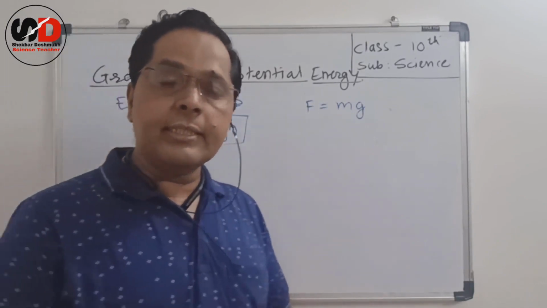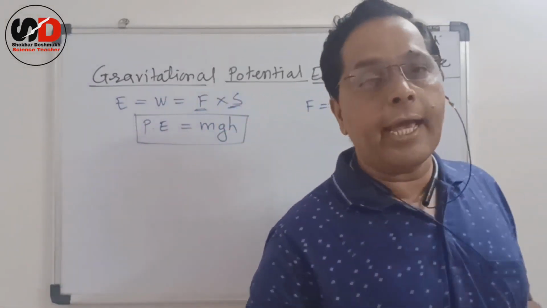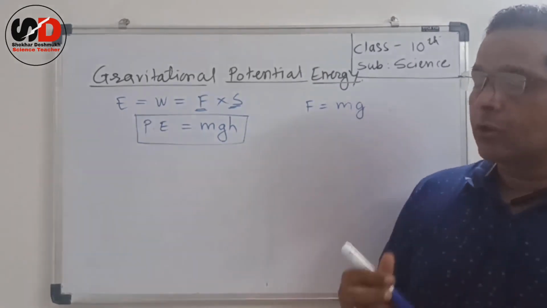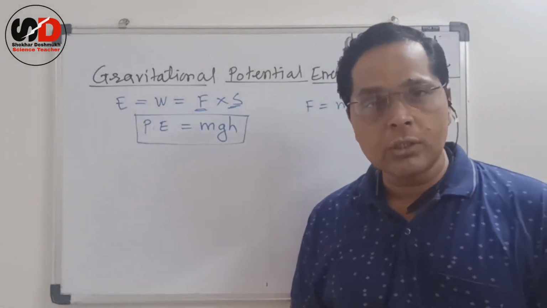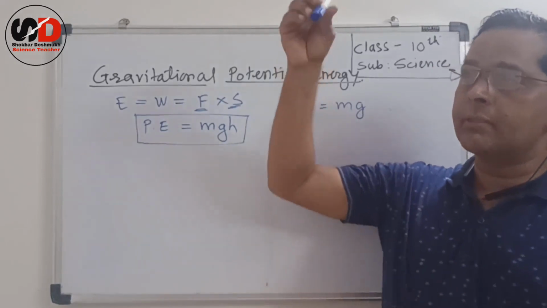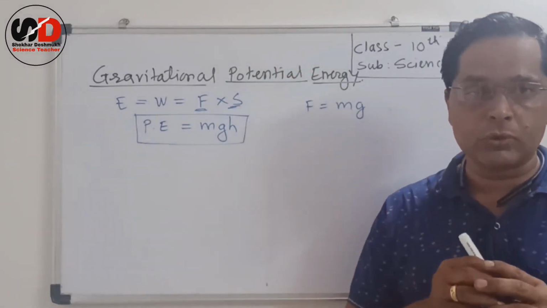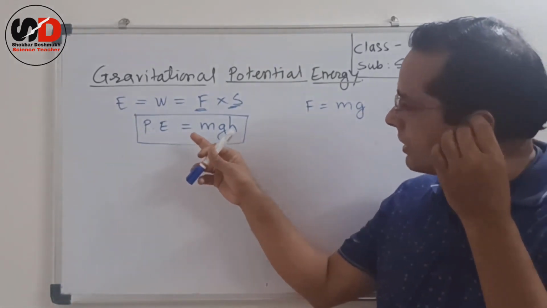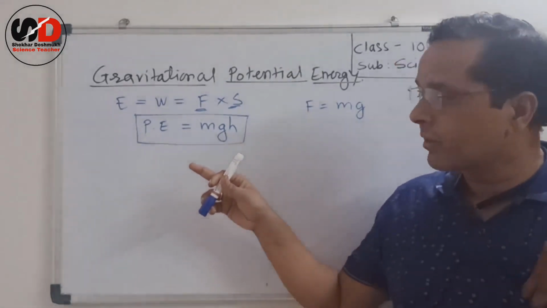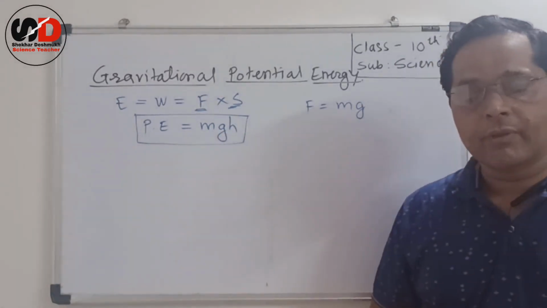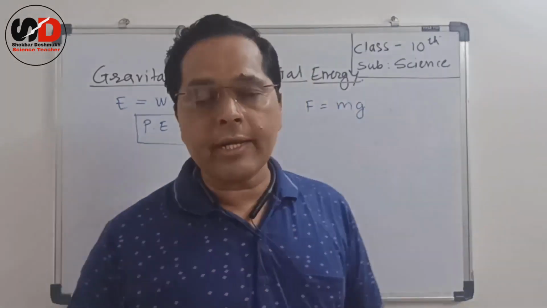And we call this potential energy as gravitational potential energy. Why? Because we are talking about gravitational force and we are talking about the displacement taken in vertically downward direction due to that gravitational force. And therefore, gravitational potential energy is given by mgh. We learned this for the smaller heights.